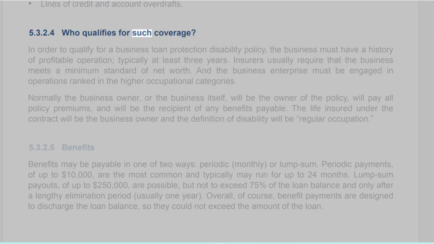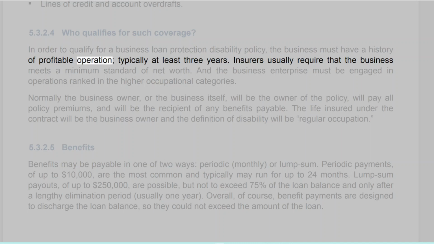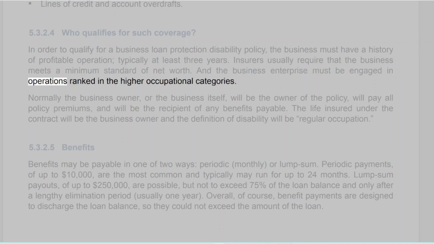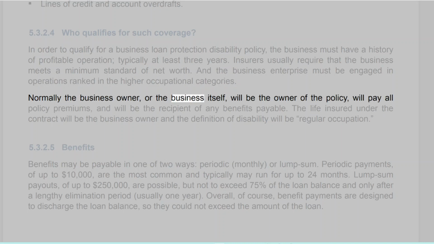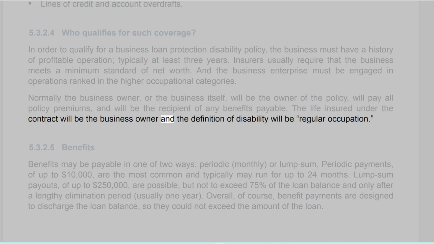5.3.2.4 Who qualifies for such coverage? In order to qualify for a business loan protection disability policy, the business must have a history of profitable operation, typically at least 3 years. Insurers usually require that the business meets a minimum standard of net worth. And the business enterprise must be engaged in operations ranked in the higher occupational categories. Normally, the business owner, or the business itself, will be the owner of the policy, will pay all policy premiums, and will be the recipient of any benefits payable. The life insured under the contract will be the business owner, and the definition of disability will be regular occupation.